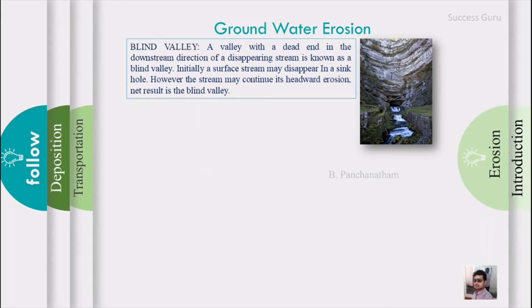The blind valleys. Actually, a valley with a dead end in the downstream direction of a disappearing stream is known as a blind valley. Initially, a surface stream may disappear in a sinkhole. However, the stream may continue its headward erosion. The net result is a blind valley.